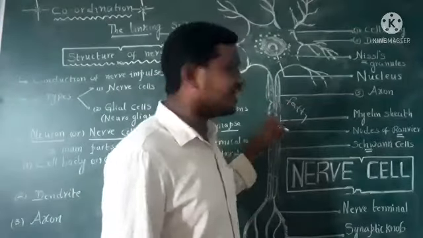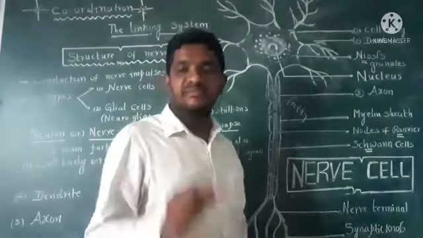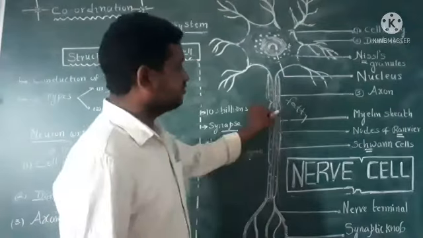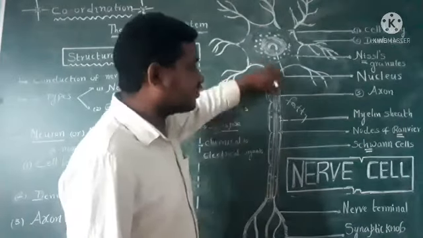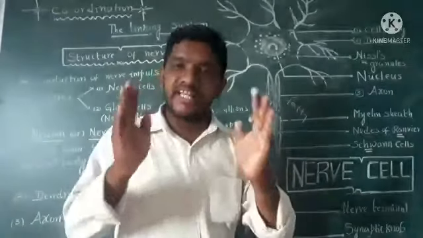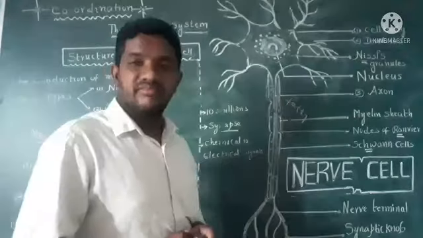This fatty material is called the myelin sheath. Sheath means external covering. See, this cylindrical structure is covered with the fatty material. That fatty material is called the myelin sheath.